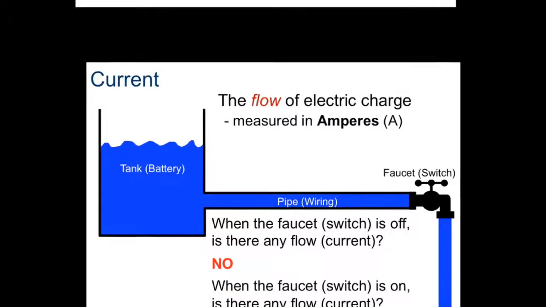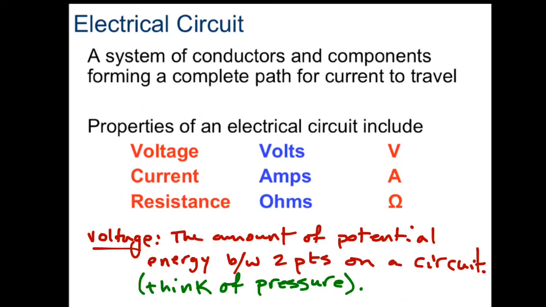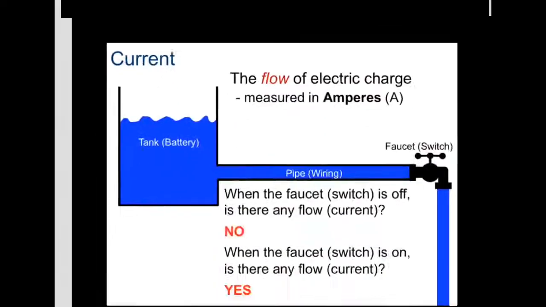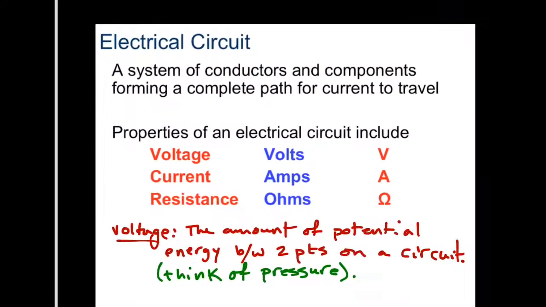Is that the next thing? Yes. I actually did decide to write it down. So, voltage, by definition, is the amount of potential energy between 2 points on a circuit. I'm going to say, think of it as pressure in a water tank. That's the analogy we're going to be using. No, I don't want to go to that. Wait a minute. Pause this. Thought I was missing a slide, but I'm not.